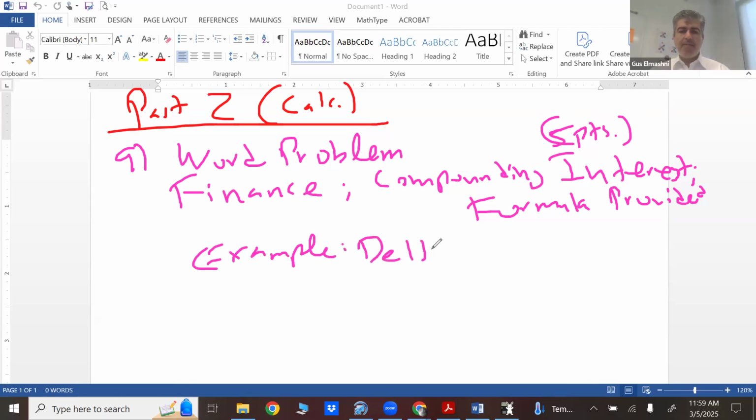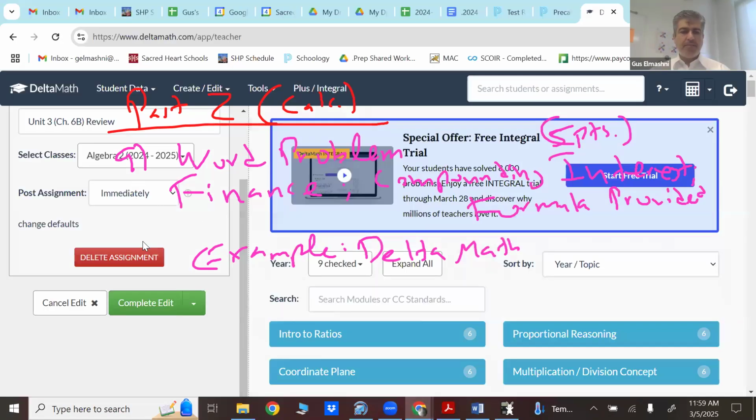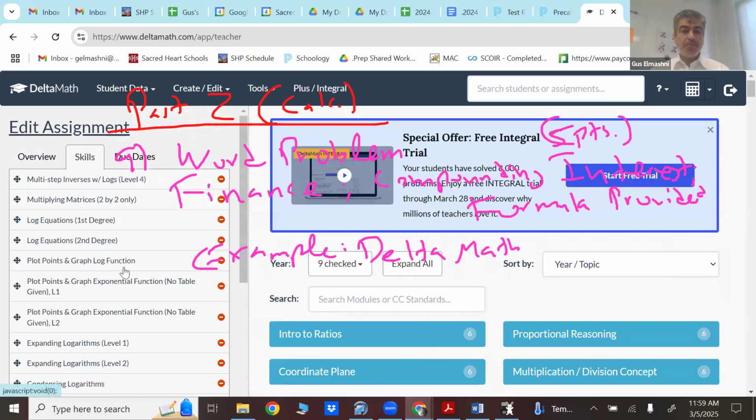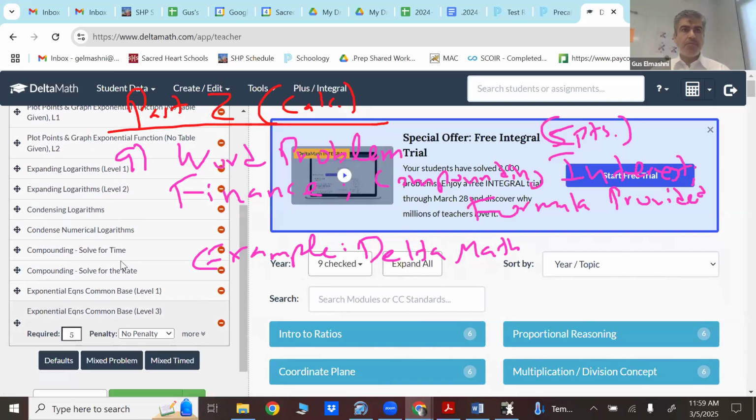Example, delta map. Okay, let me show you guys where to go. Here we go. All right, turn it around.